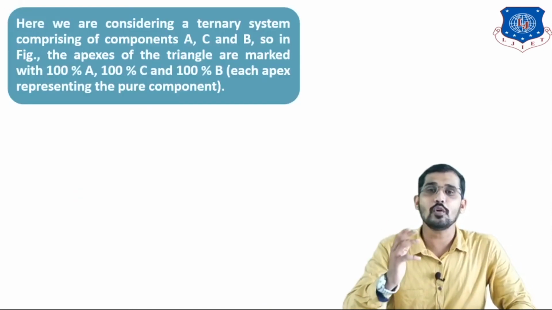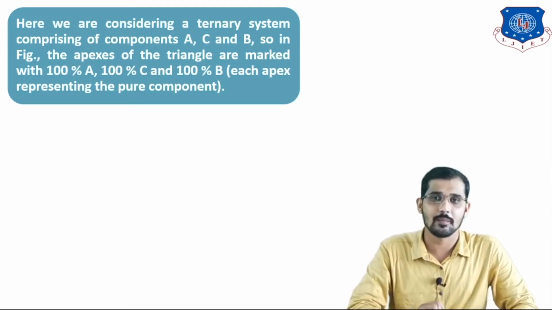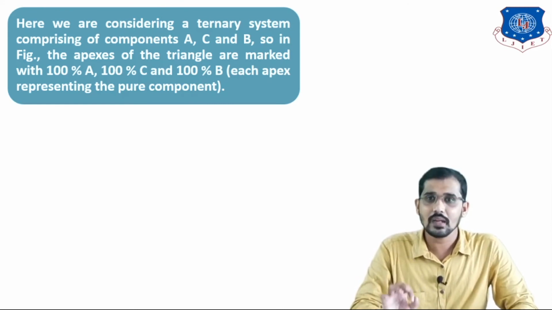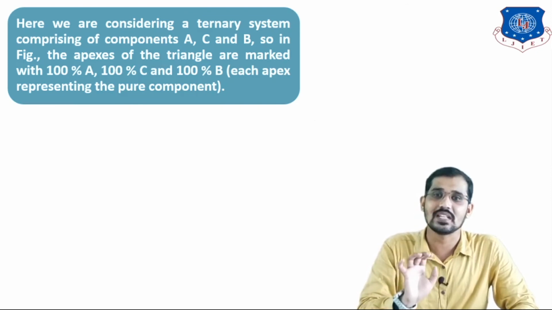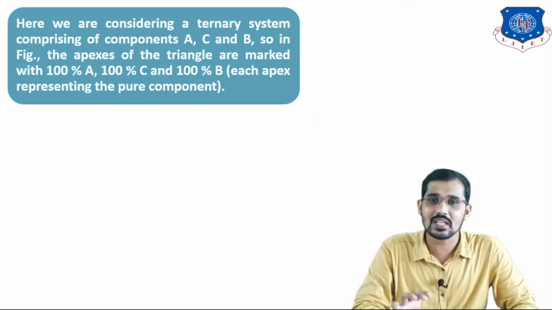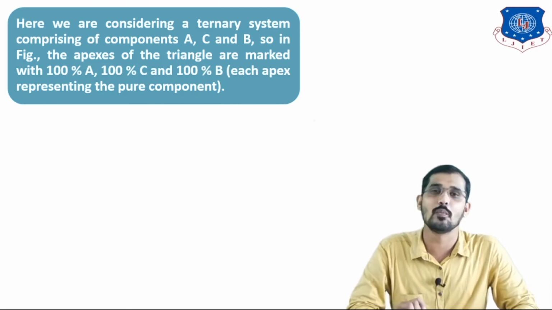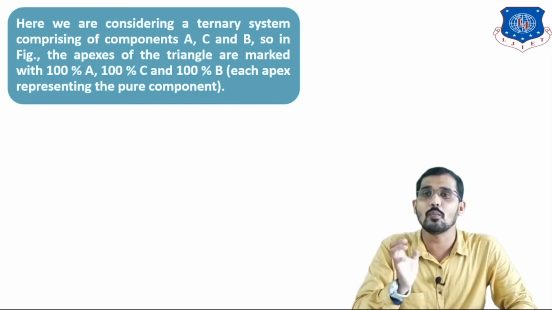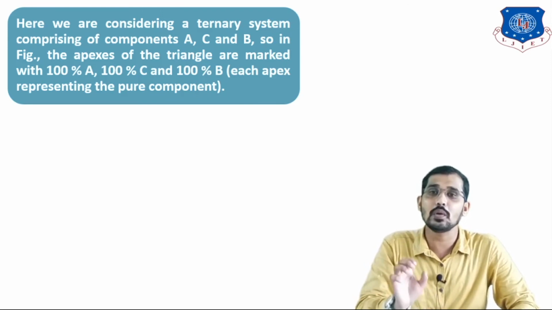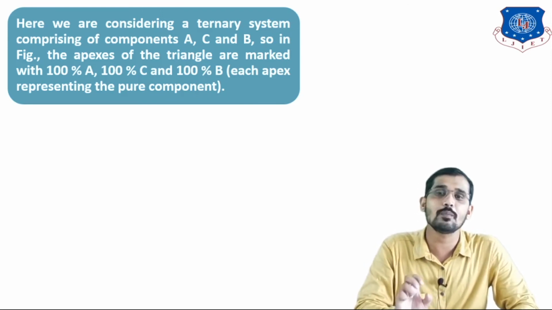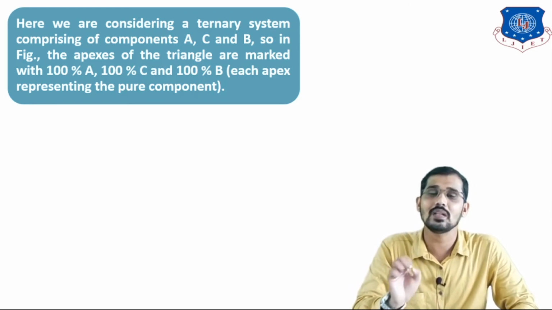Now we will see some important points related to this triangular diagram. This is the first point. Here we are considering a ternary system comprising components A, C and B. In the figure the apexes of the triangle are marked with 100% A, 100% C and 100% B, or I can say each apex represents a pure component. Apex A represents pure component A, apex B represents pure component B and apex C represents pure component C. Means at these apexes we have 100% of these components.